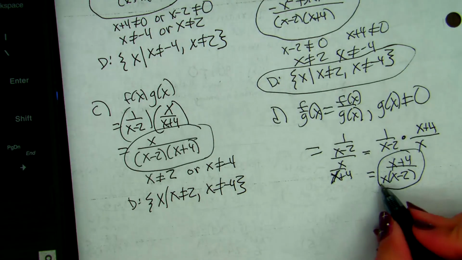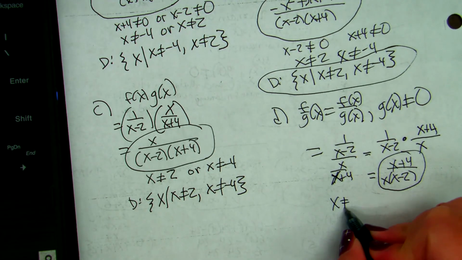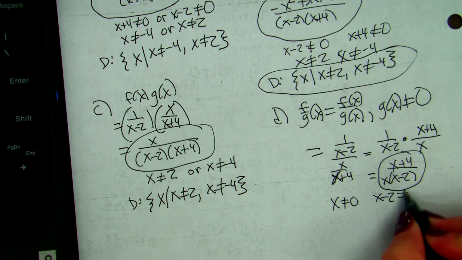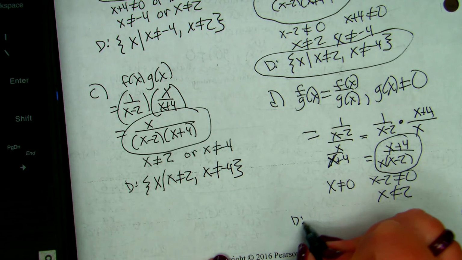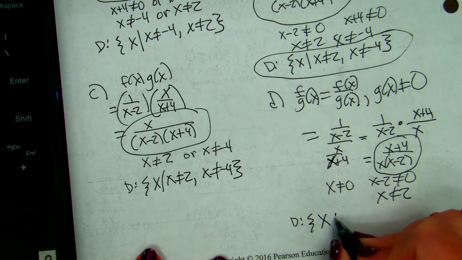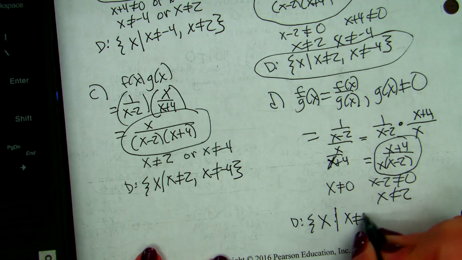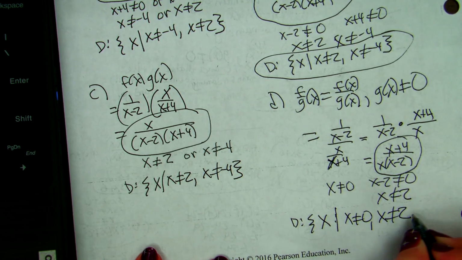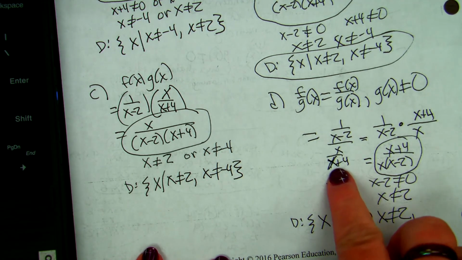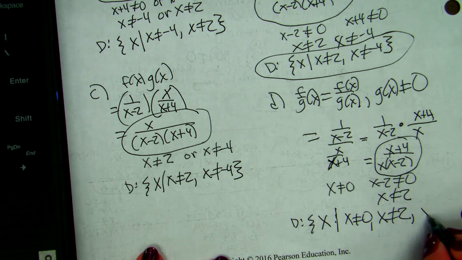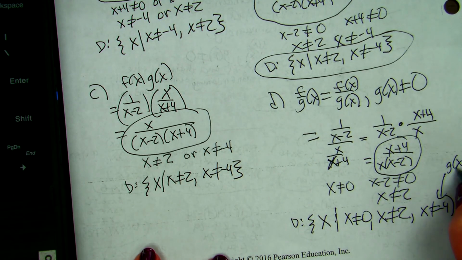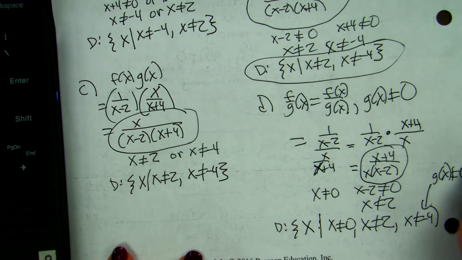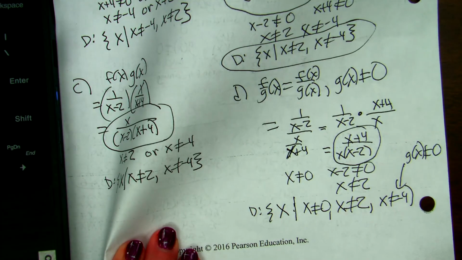So x can't be 0. And x minus 2 can't be 0, so x can't be 2. So the domain is x such that x is not equal to 0, x is not equal to 2, and don't forget g of x. What can't x be in g of x? Negative 4. x is not equal to negative 4. That's from g of x. g of x can't be 0. So don't forget that part.